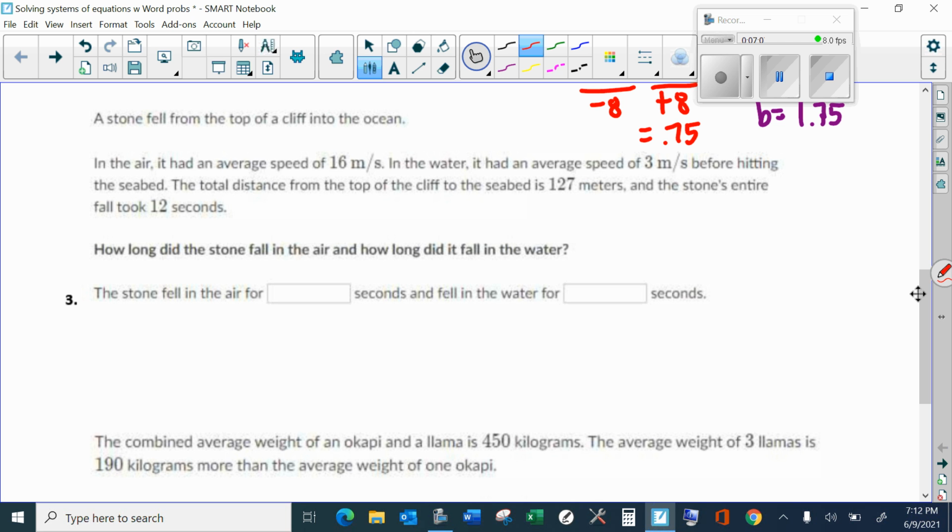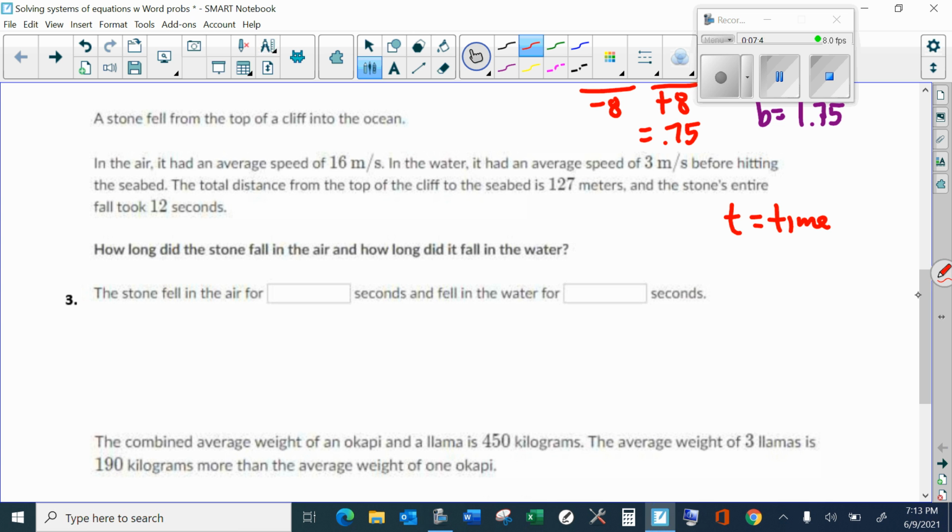Okay, a stone fell from the top of the cliff of a mountain in the air at an average speed of 16 meters per second. And we'll say T for time. In the water, it had 3 meters per second. The total distance from the top of the cliff to the seabed is 127 meters, and the stone's entire fall took 12 seconds. How long did the stone fall in the air?